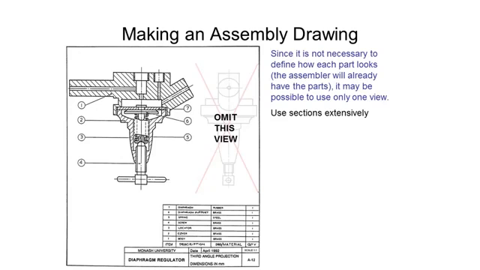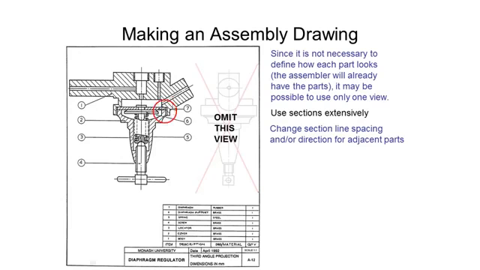The next thing is we use sections extensively. A lot of the devices or objects that we are considering will have hollow sections or some internal features, which means the use of sections is very, very important. When using sections, we need to make sure we section different parts differently, so we have a change in line spacing or direction for adjacent parts.